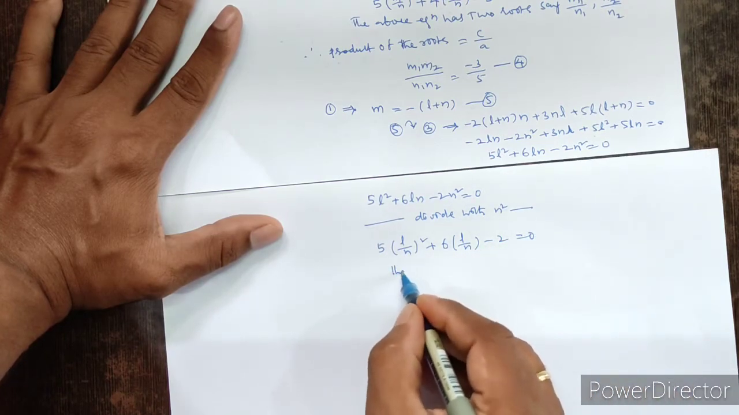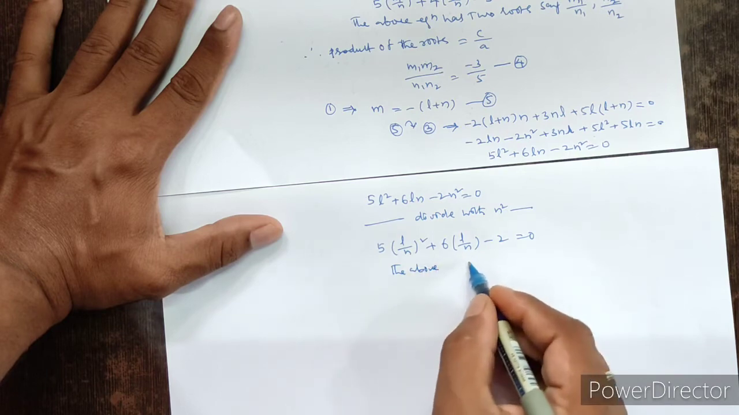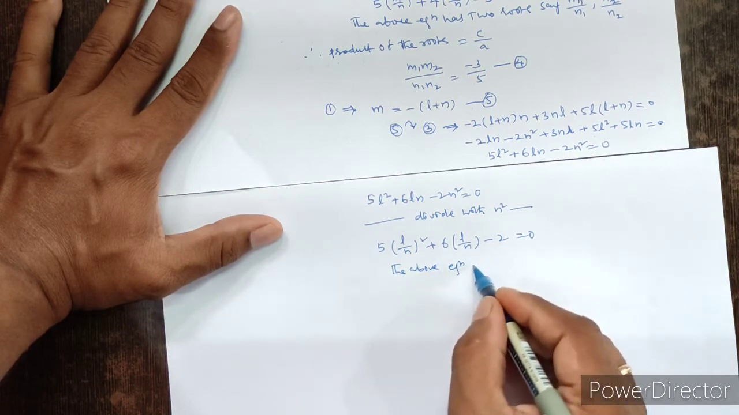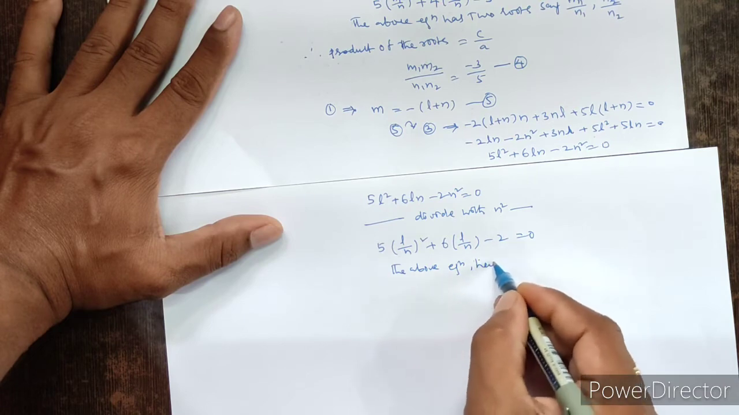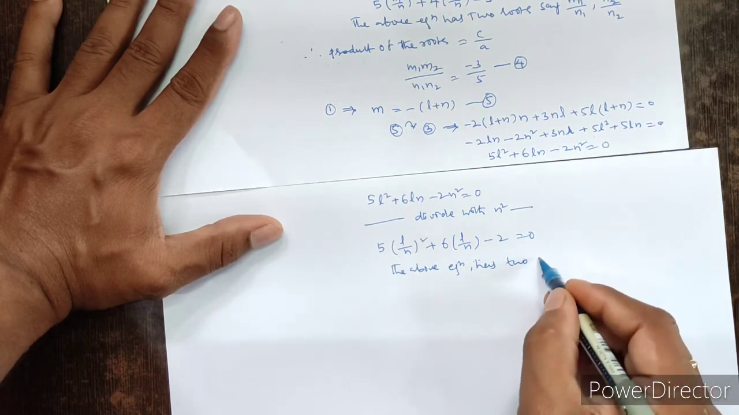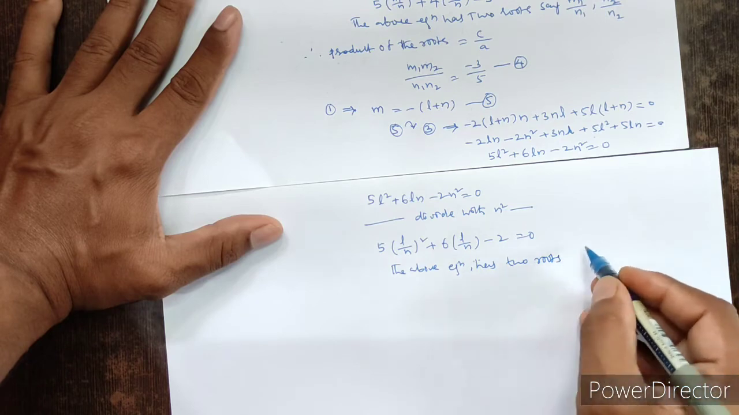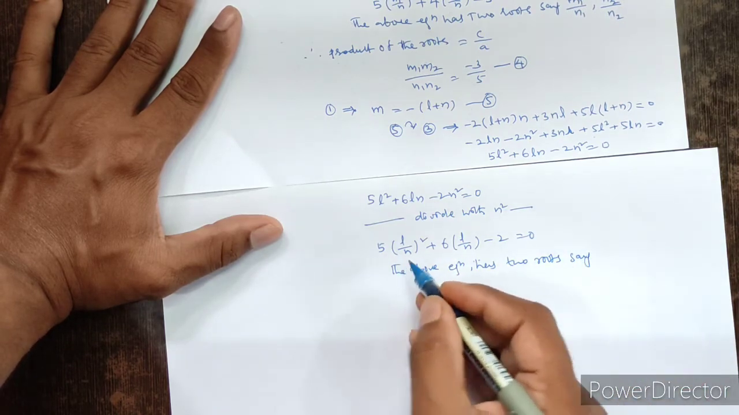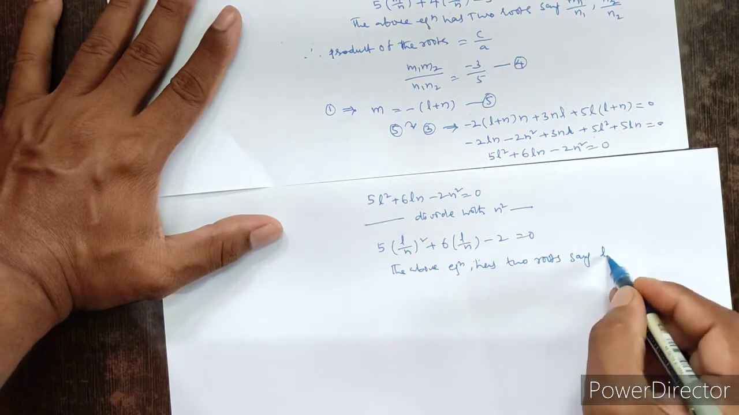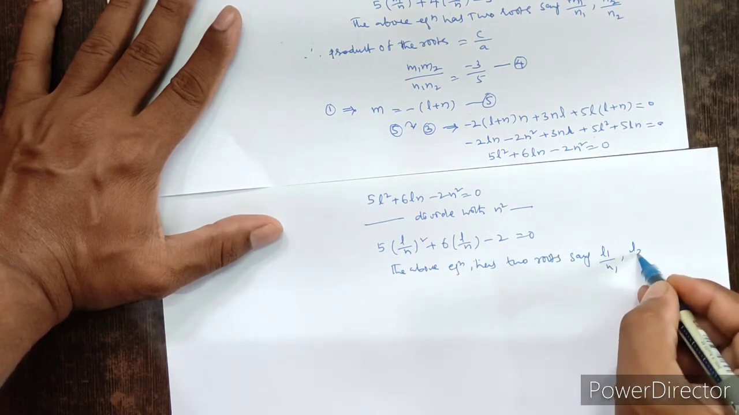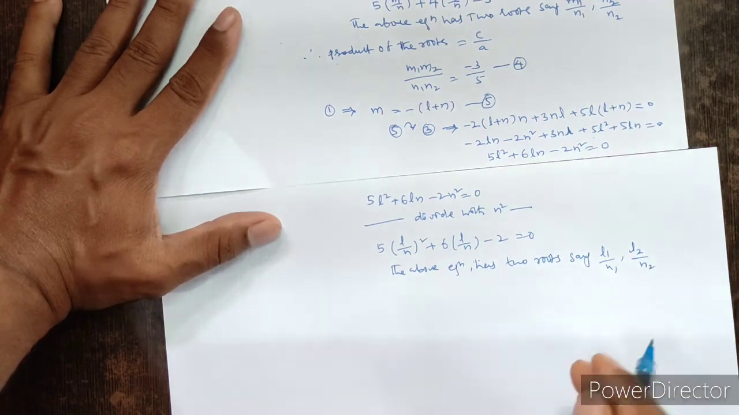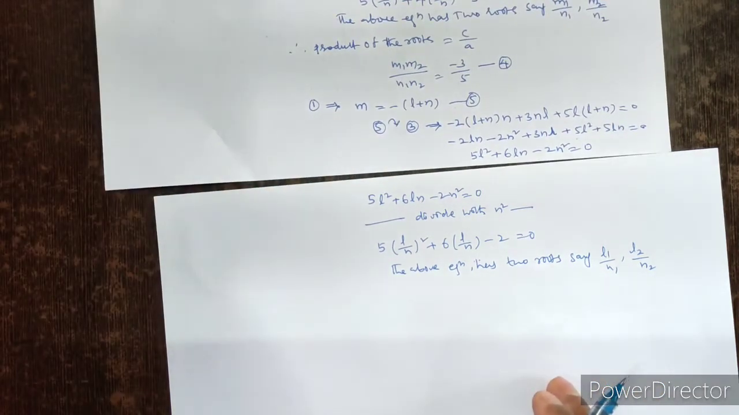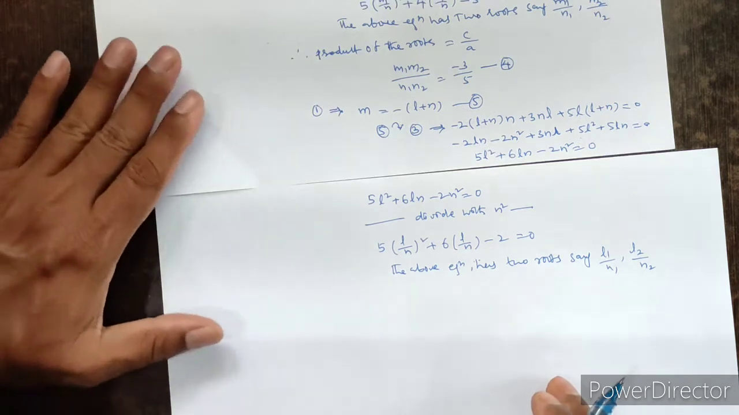So the above equation is a quadratic equation. It has two roots. Of course, this is a quadratic equation in L by n, so L1 by n1, L2 by n2 are the roots. So here also we should find the product of the roots. Product of the roots is nothing but c by a.